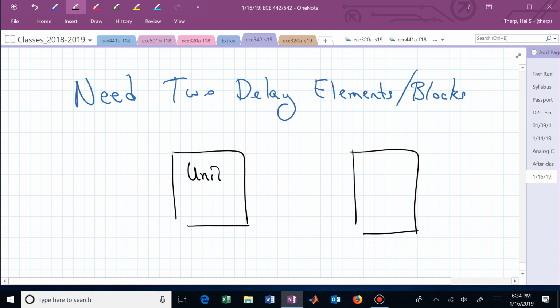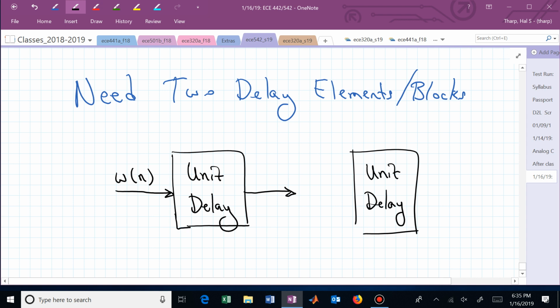We're just going to say, okay, here's a unit delay. And there's another unit delay. And what if I injected W of n into this leftmost unit delay? What's going to come out the output of that unit delay if W of n is the input? W at time n minus 1. We now have coming out of here W of n minus 1. Let's put that into the next delay block. And what comes out of the output of that unit delay? Same structure, same strategy. Here's now W of n minus 2.